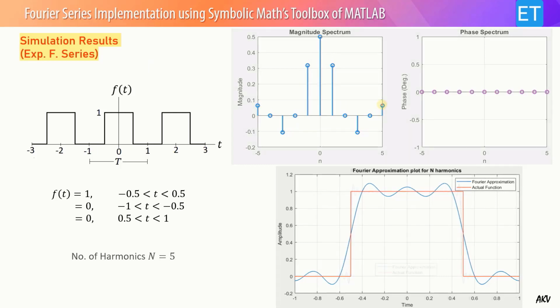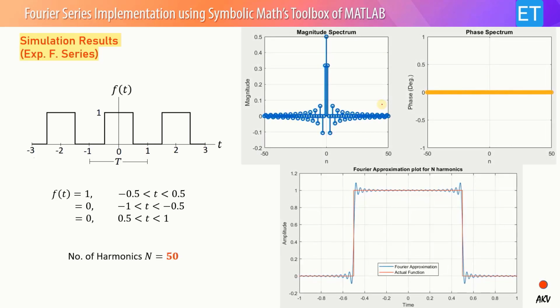And this is the same function, but here I have increased the number of harmonics from 5 to 50. You can see that the approximation is much closer to your original signal, but at the discontinuities you are getting more oscillations, and that is the Gibbs phenomenon, if you know it.